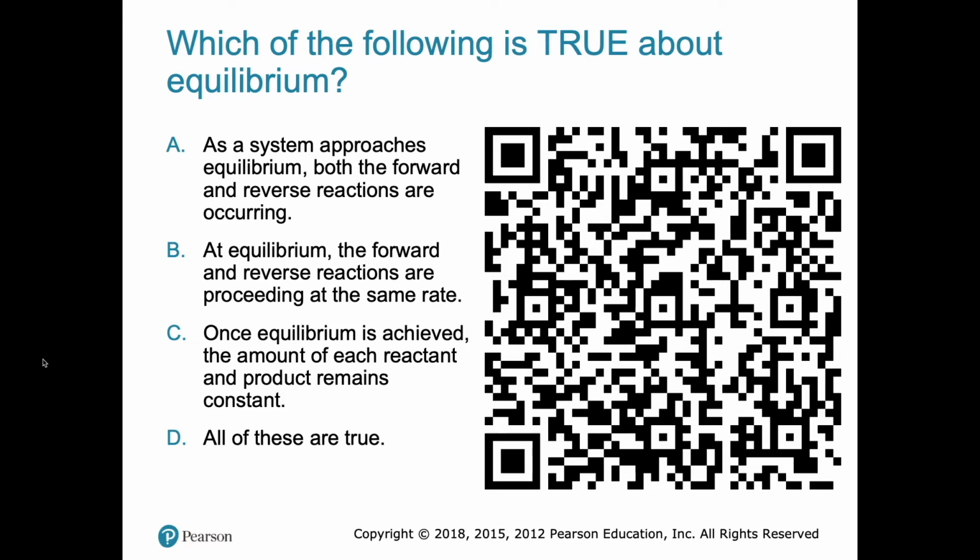Because in fact, remember these rules about equilibrium, okay? As a system approaches equilibrium, both the forward and reverse reactions are occurring. That is correct. At equilibrium, the forward and reverse reactions are proceeding at the same rate, and that's true too. And once equilibrium is achieved, the amount of reactant and product remains constant. Those are three of the most important parts of this chapter. You need to remember that. It will help you answer a lot of questions.